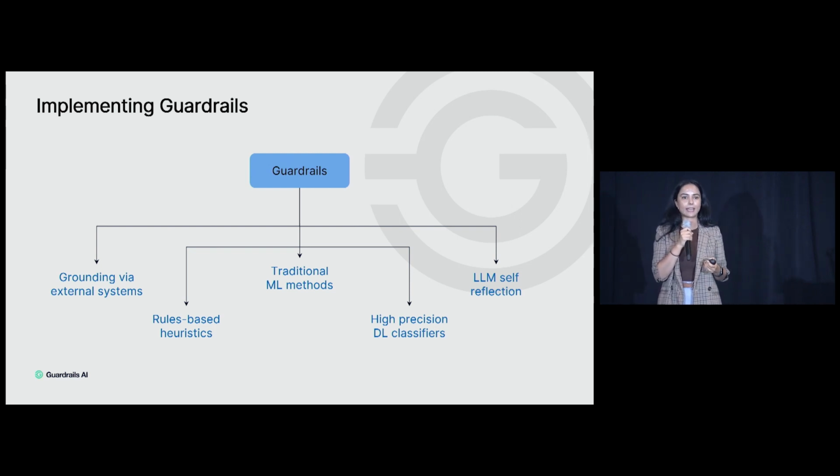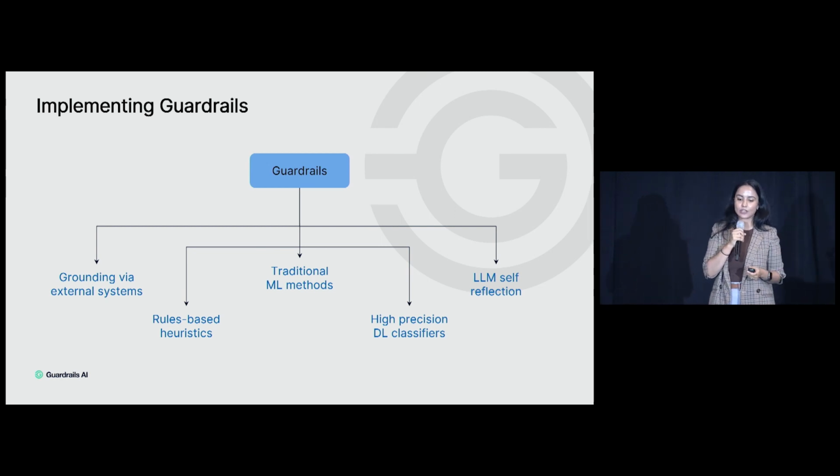Another is rules-based heuristics. So you can essentially say, if my output doesn't match this regex pattern that I want, you could reprompt it, correct it, etc. Then traditional ML methods, like traditional small, low latency classifiers, or even more precise deep learning classifiers that are not large language models, but smaller, medium-sized models that are very hyper-specific to your task, and for which you have confidence ranges about how reliable these verification checks are. And then, of course, LLM self-reflection and self-evaluation.